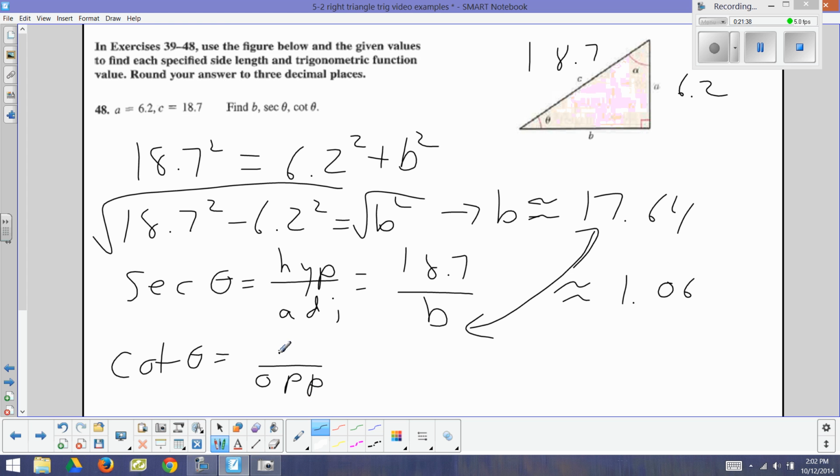Cotangent of theta is a reciprocal of tangent. So if tangent is opposite over adjacent, cotangent is my adjacent side, which is B, over my opposite, which is 6.2. So if I take my B that you just got, which is 17.64, and I divide by 6.2, I would get approximately, for cotangent, 2.845.